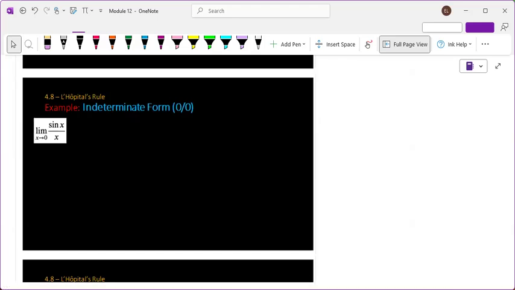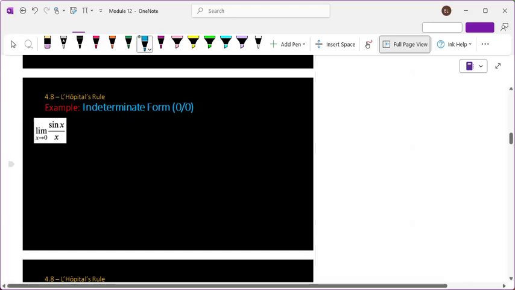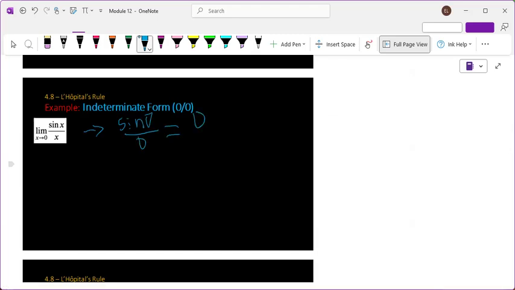Indeterminate form of sine x over x. Sine of 0 is 0, and x is 0. So this one, we actually had to solve using the squeeze theorem, I think. However we did it, this became a defined limit that equals 1.